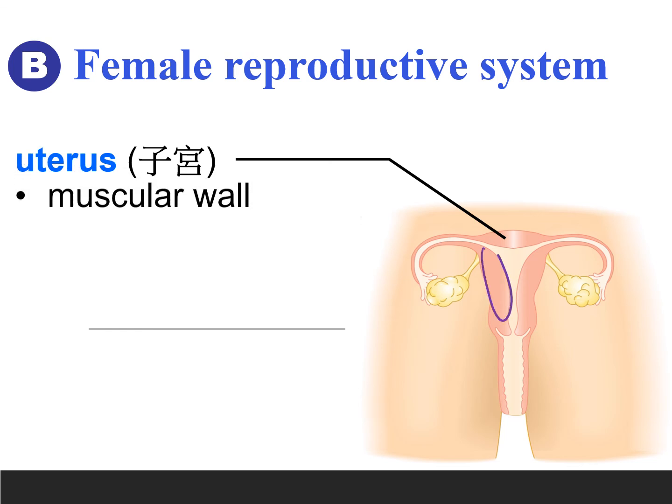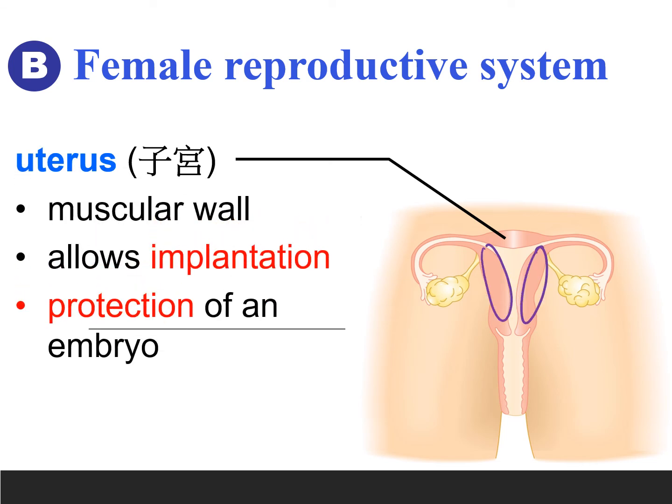And in the center part of your female reproductive part, you have the uterus, 子宮. This is a very muscular wall, 係有肌肉嘅, and it allows the implantation of the embryo. Implantation in Chinese is 着床啦.